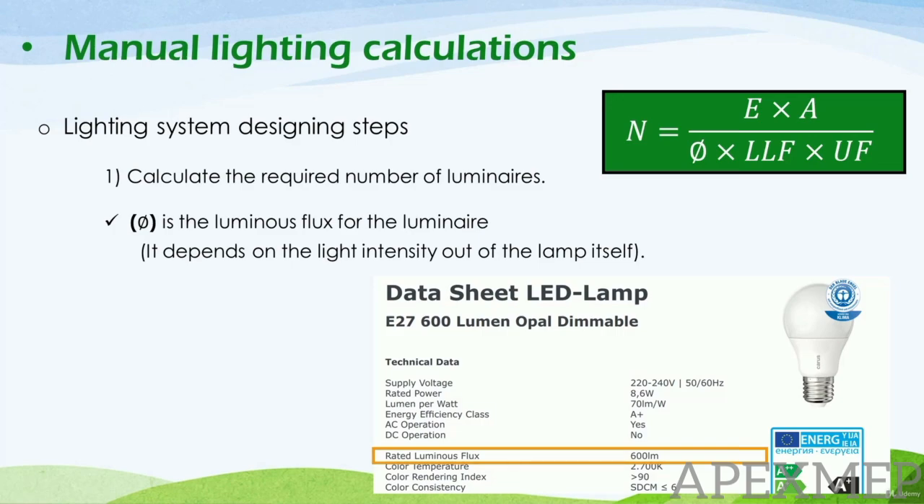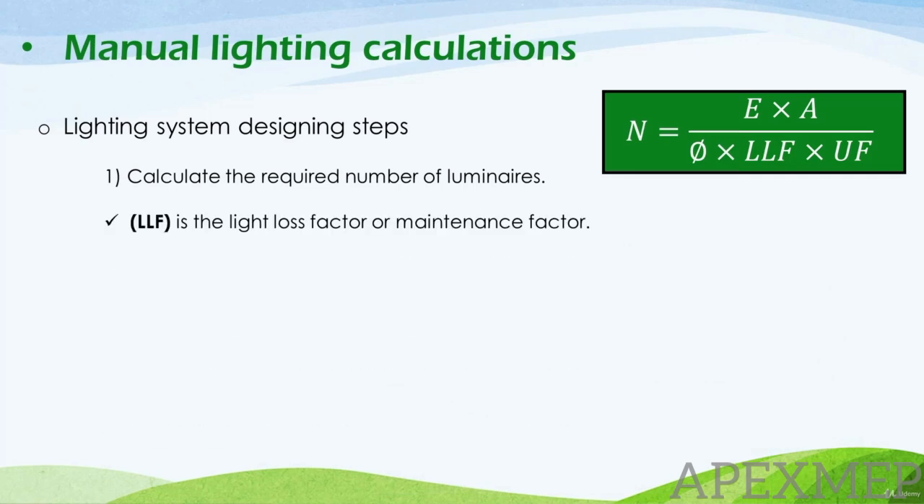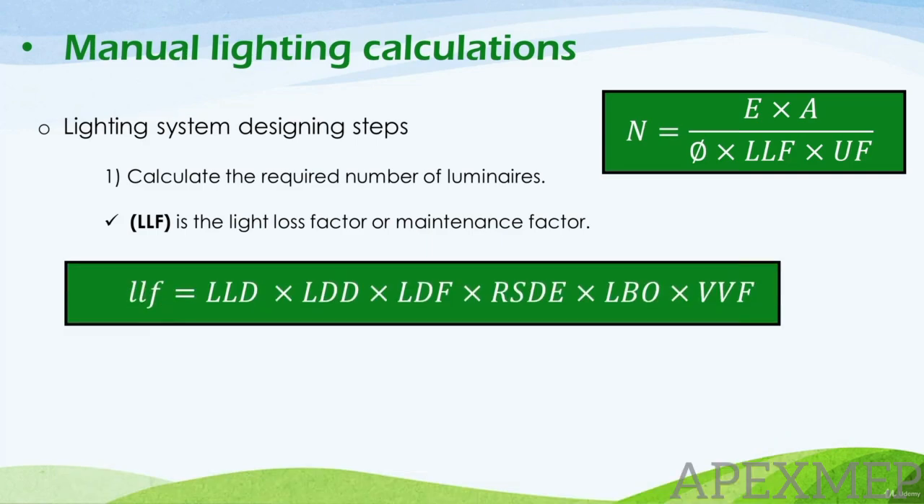Very good. Now the next factor we have is LLF, and LLF is the light loss factor, or the maintenance factor, and this factor is used to detect the losses in the light out of the luminaire, as there will be some losses in the light, so we need to take those losses into consideration to compensate for them. And to detect this factor LLF, we find it to be the multiplication of 6 other factors. Here LLF equals LLD times LDD times LDF times RSDF times LPO times VVF.